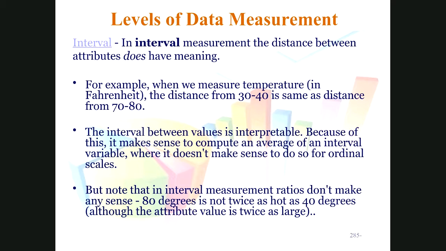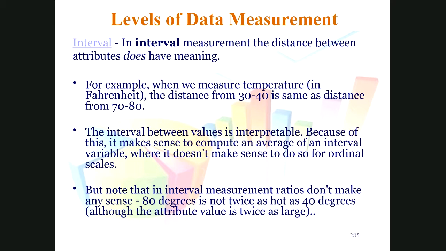In interval measurement, the distance between attributes does have a meaning. So for example, when you measure the temperature in Fahrenheit or centigrade or Celsius, whatever you want, the distance from 30 to 40 is the same as the distance from 70 to 80. Or in Celsius, from 0 to 10 is the same as from 10 to 20. The interval between values is interpretable. Because of this, it makes sense to compute an average of an interval variable, where it doesn't make sense to do so for ordinal variables.